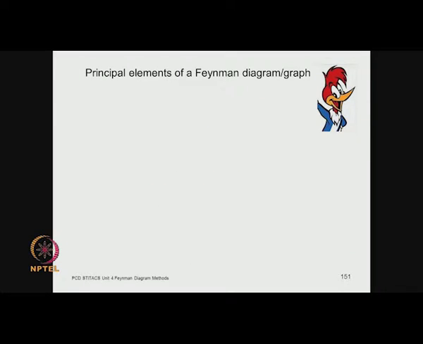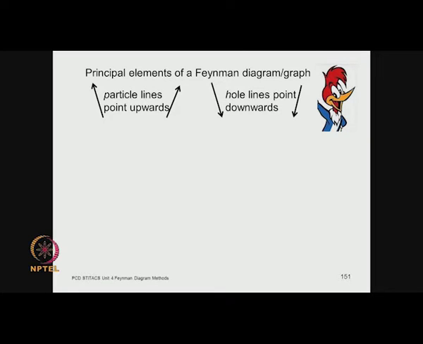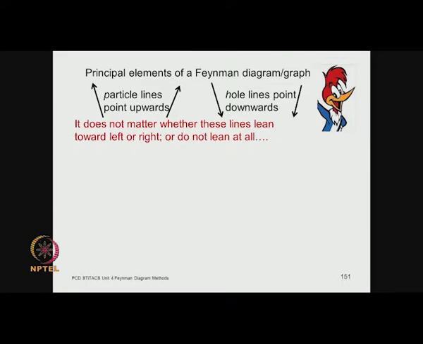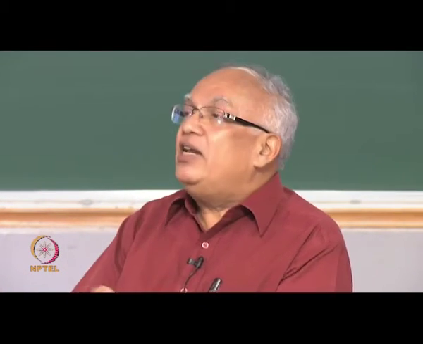So, what are the principal elements of the Feynman diagrams? First of all, you have got the particle lines, which are arrows pointed upwards. Then you have got the hole lines, which are arrows pointed downward. Okay? Then it really does not matter if these arrows are leaning either to the left or to the right, or they are just upright. Okay? There is no politics over here, you have these people who have leftward tendency or rightward tendency, right of center and left of center. So, over here it really does not matter. If you have an arrow pointing up or down, that is all that matters.